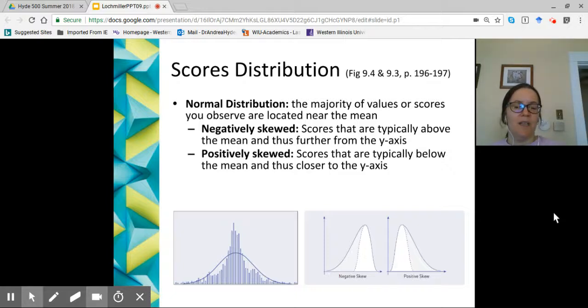And then if you look at the image on the right, you can see that there are scores or values that are plotted in one direction or the other, leaning away from the average. So negatively skewed are scores that are typically above the mean, above the average, and thus score further from the y-axis. That's the vertical line. And then positively skewed scores are typically below the mean and thus closer to the y-axis.